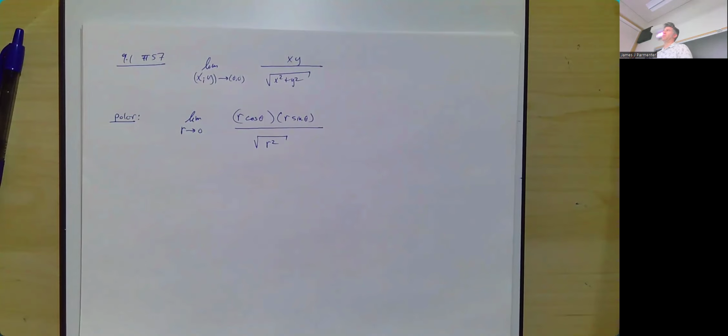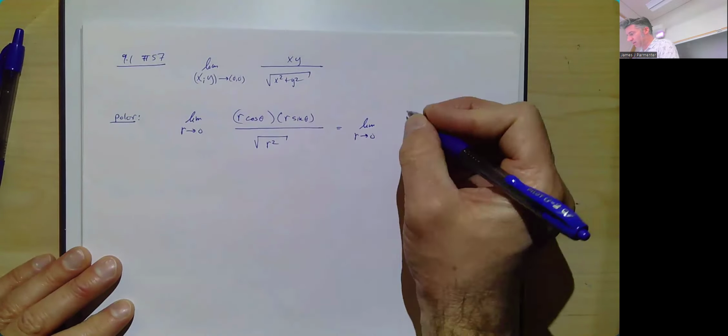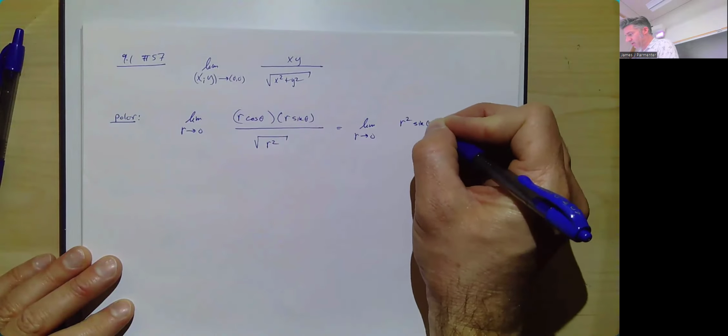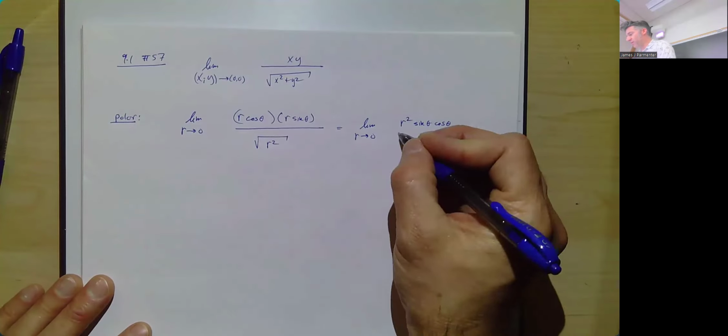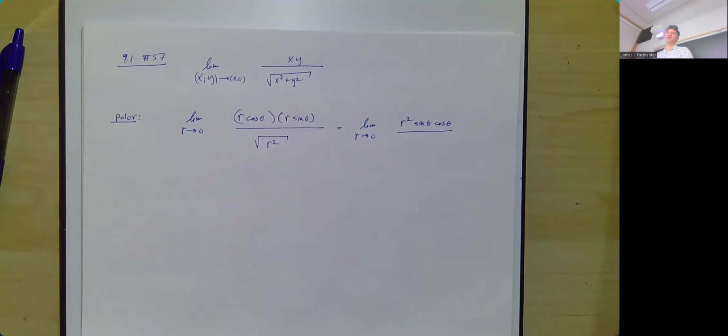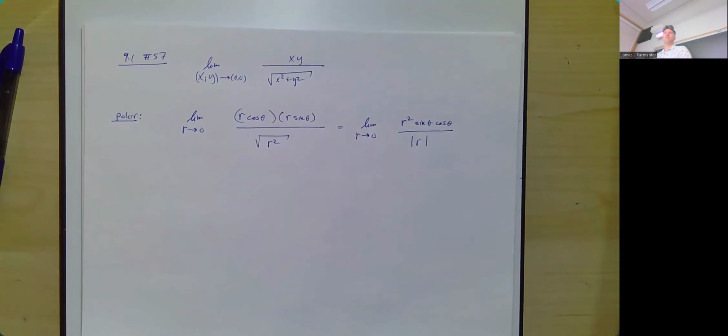So I'm going to rewrite this as the limit as r goes to 0 of r squared sine theta cosine theta. No reason to put sine first, I just naturally do. And the square root of r squared is technically not just r, it's the absolute value of r. If I really wanted to be precise about this, I would take the limit from both sides of 0: the limit as r approaches 0 from the right, and the limit as r approaches 0 from the left, because technically r can be negative. It's kind of weird when you think of r being negative, but it's totally valid and allowed.